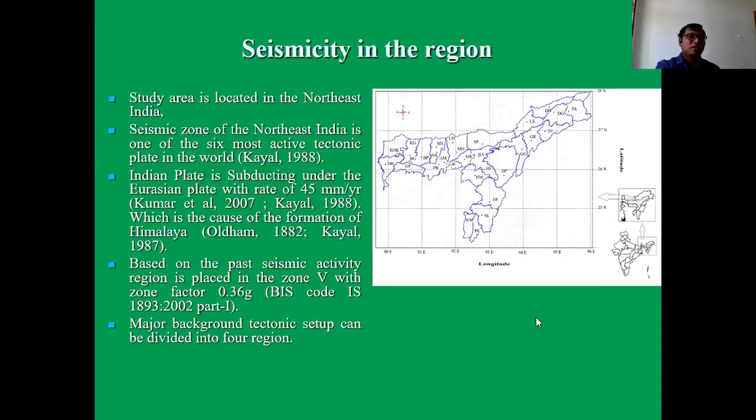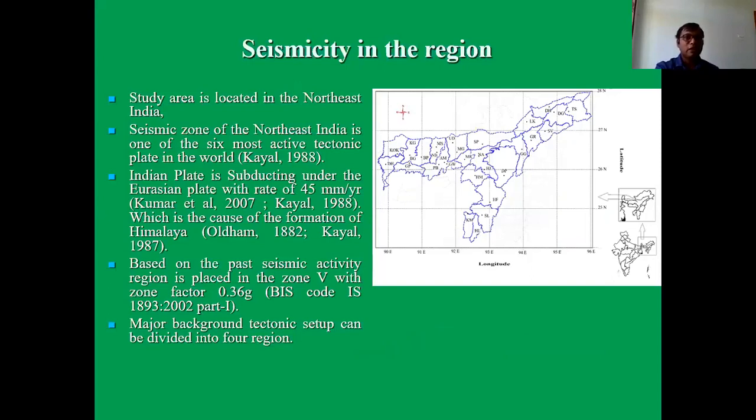Now this is a typical study, where you will see the seismicity in the study region. We conducted this study for Northeast India, a seismic hazard study using PSHA and DSHA for the Assam state, for all the district headquarters. This study has also been published in the Journal of Earthquake Engineering.